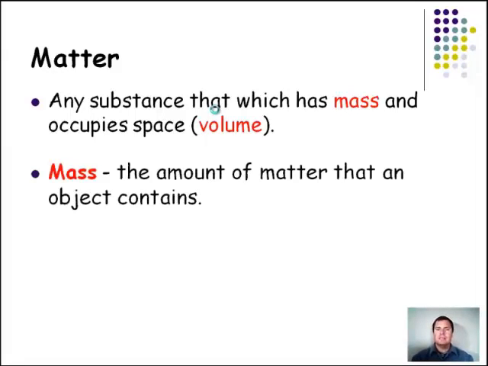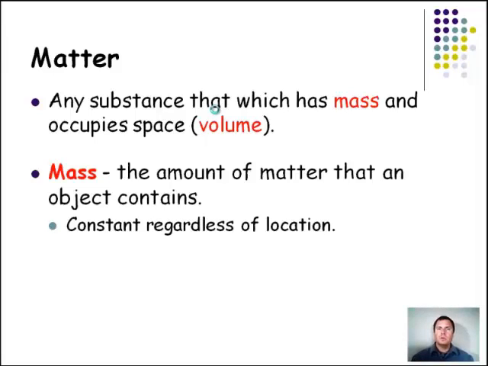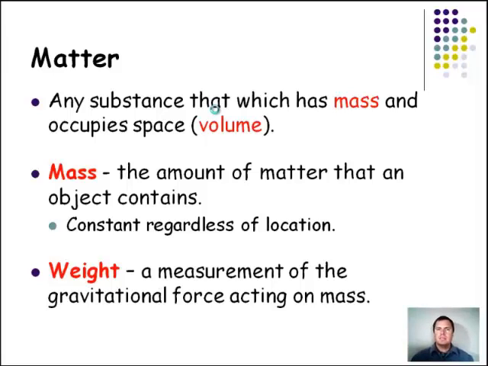Mass, on the other hand, is the amount of matter that an object contains. What's important to know about mass is that it is constant regardless of the location. Mass and weight are two different things. Weight takes into account gravity, so depending on where you are, the weight changes. Let's say we measured your mass and weight here on Earth, then threw you up in a space shuttle or some other rocket ship and put you in space. Well, obviously your weight's going to be different because there's no gravity, but you'll still have the same mass.